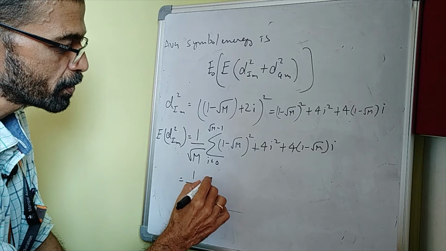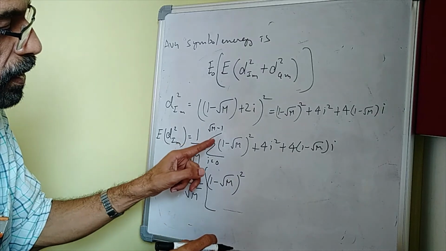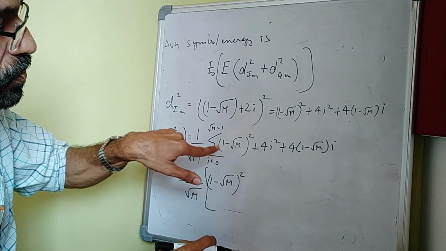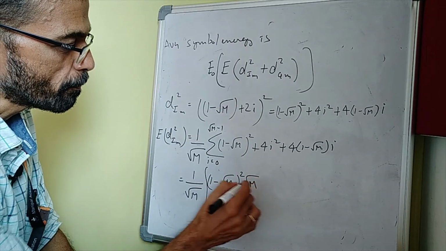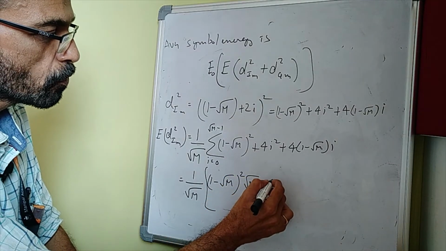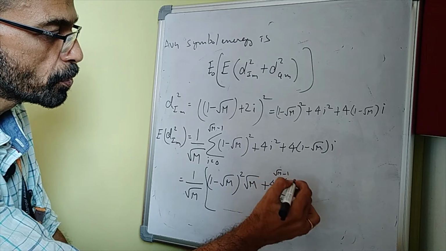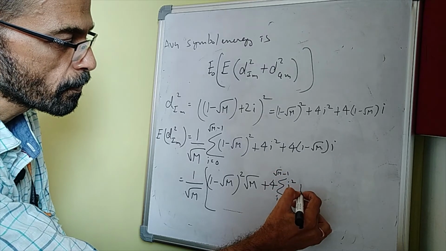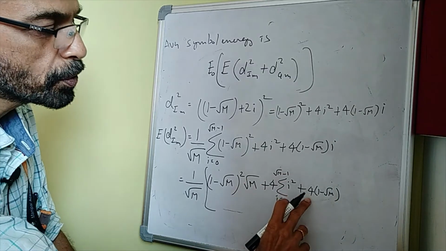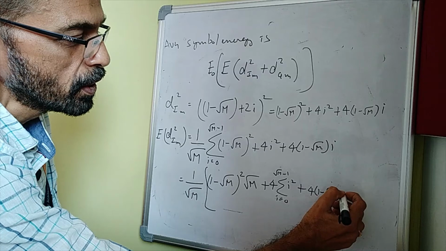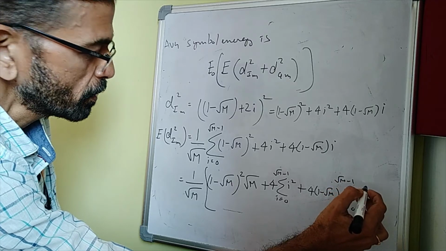This summation will simply give us 1 minus root m square, and you are simply adding 1. So when you take this out of the summation, you have a 1 here. You are simply adding 1 root m times, so you will get root m, plus 4 into summation I equal to 0 to root m minus 1 of I square, plus 4 into 1 minus root m. If you want, you can change this to minus 4 into root m minus 1 into summation I equal to 0 to root m minus 1 of I.